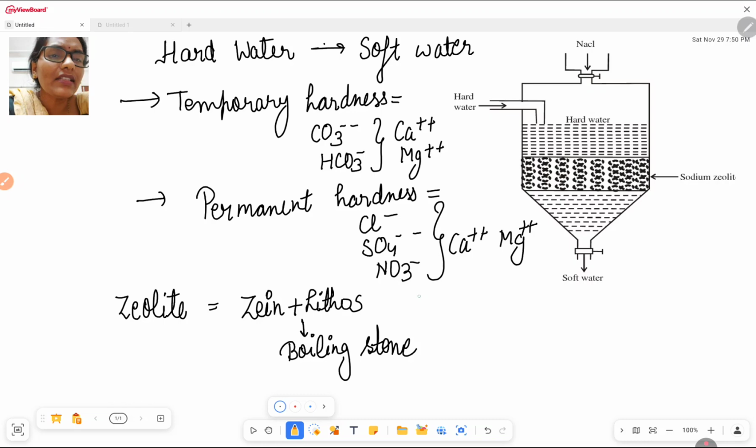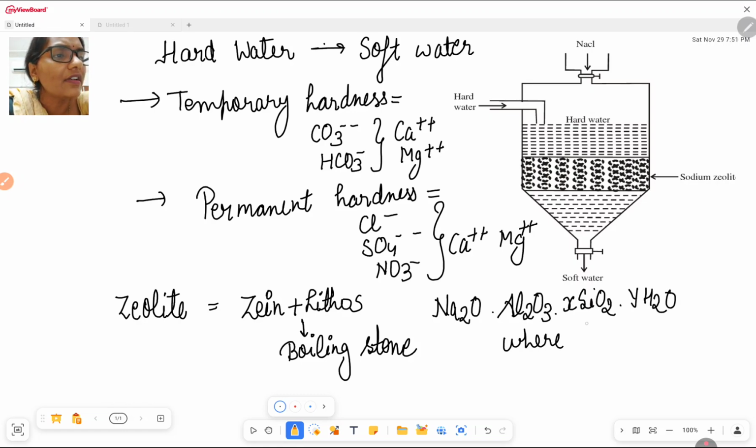And the chemical structure of zeolite is Na2O.Al2O3.xSiO2.yH2O, where x may be 2 to 10, and y is 2 to 6.